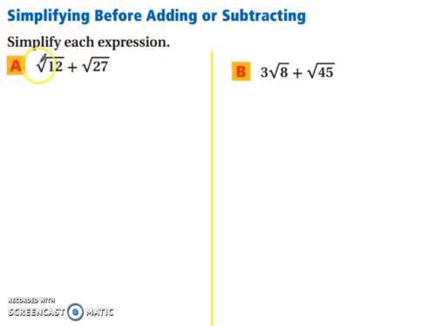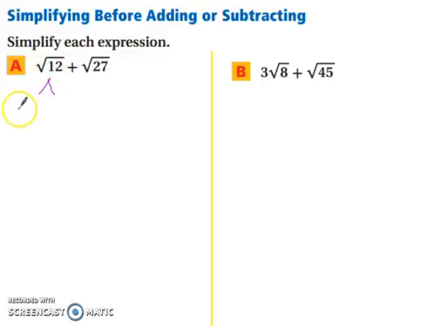For example, we have the square root of 12 plus the square root of 27. At first glance, there's nothing we can do. They don't have like radicands. So since they don't have like radicands, we can't just add them together and end up with 12 and 27. But we can simplify the square root of 12.